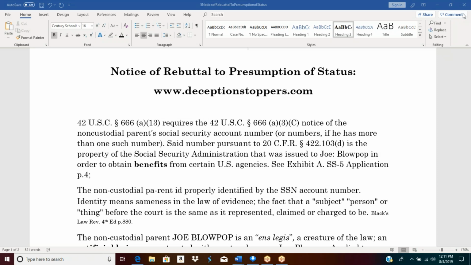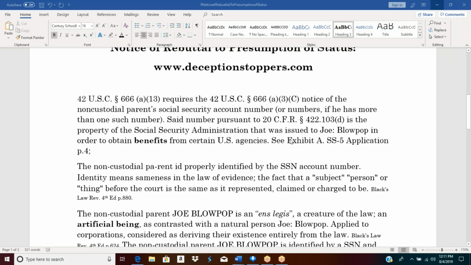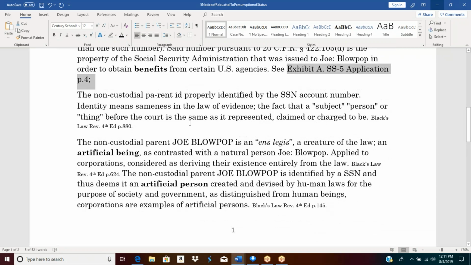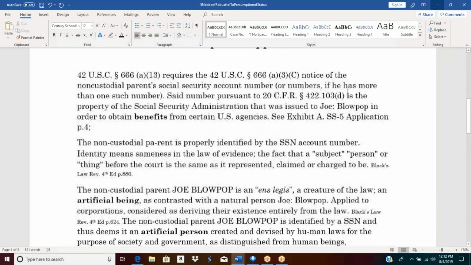Joe Blowpop in order to obtain benefits from certain U.S. agencies. Now, here, you're going to download a copy of the Social Security application, the SS-5, and you're outlining page 4. Now, going on, the non-custodial parent is properly identified by the Social Security account number. Yes, it is, and it proves it up here.